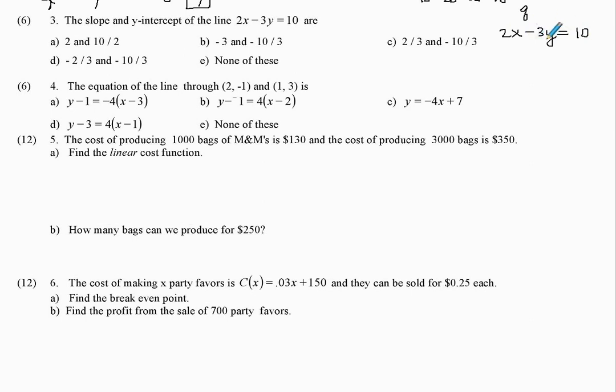So I want to keep that negative 3y on the left-hand side. Subtract 2x on both sides to bring that 2x over. So the 2x and negative 2x add to 0. I am left with negative 3y equals 10 minus 2x. And now to undo that multiplication, I divide by negative 3 on both sides.